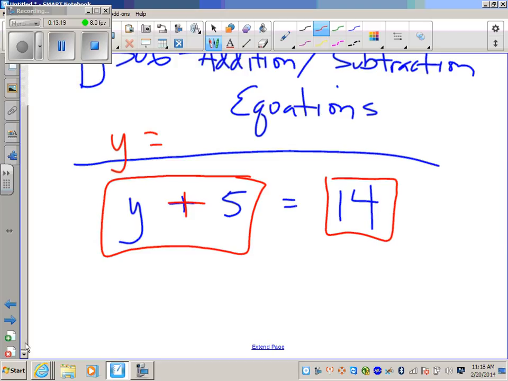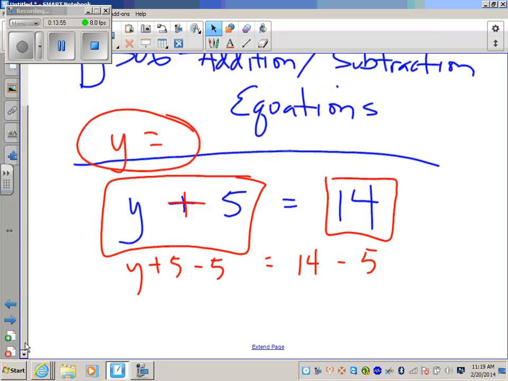What's happening to y right now? We are adding 5. The opposite of adding 5 will be to what? Subtract how many? 5. So, if I were to subtract 5 from this side, what would I have to do to this side? I would also have to subtract 5. Question? Okay. Now watch what that did. What did we say we had to find? We had to find out what y equals.